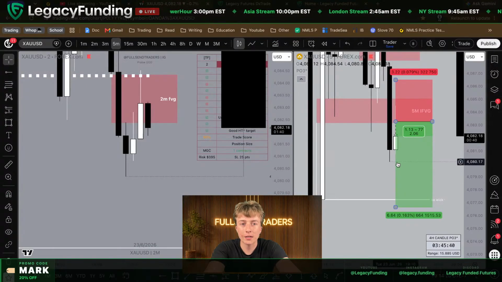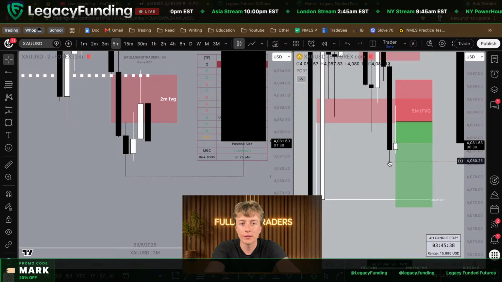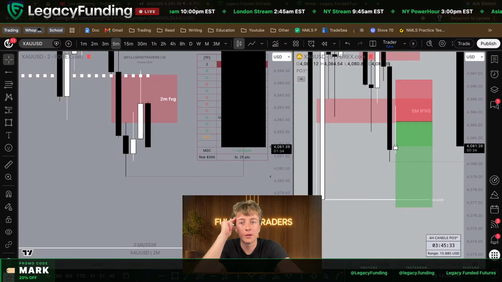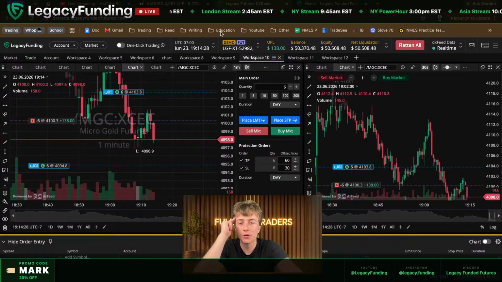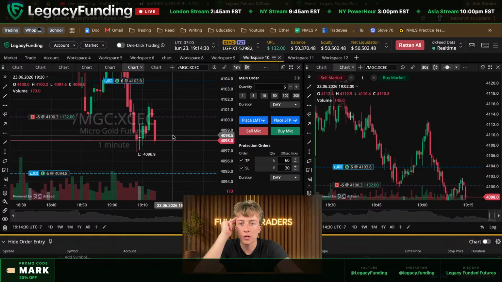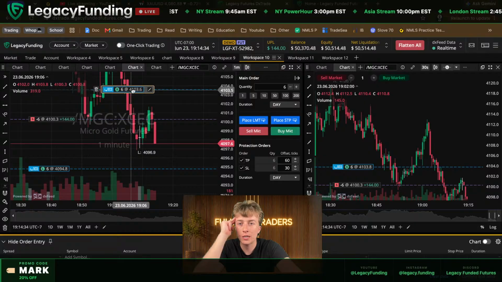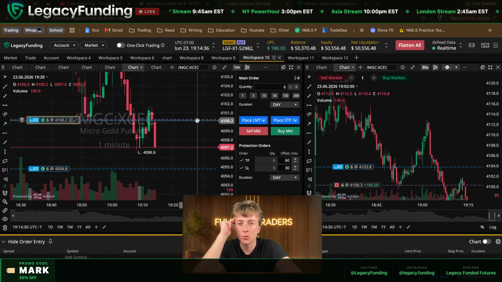Let's wait for it to take out the low here before we go break even. So give it a little more room. But this is solid. Really good reaction. There you go. We're now floating $130, $140. All right, we can go break even now. Let's go break even. Boom.